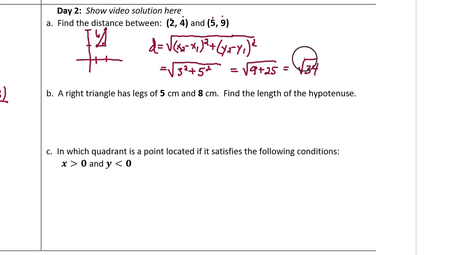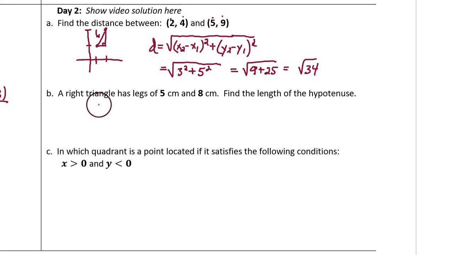Now, if this was to make a whole number or it could be simplified in some way, we would definitely want to simplify it. But because the square root of 34 does not simplify, we can leave it like this. If you like, you could type it in the calculator and get a decimal approximation.